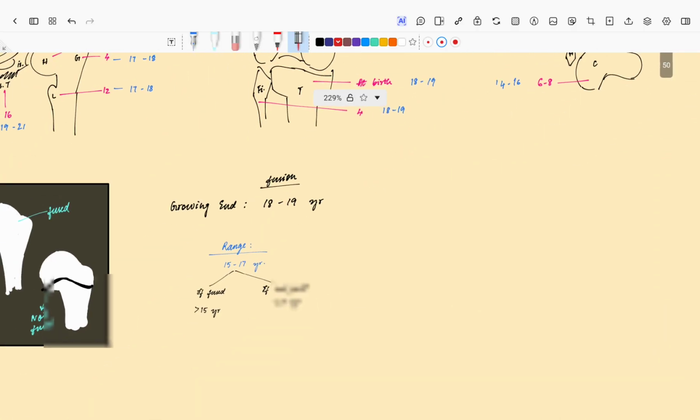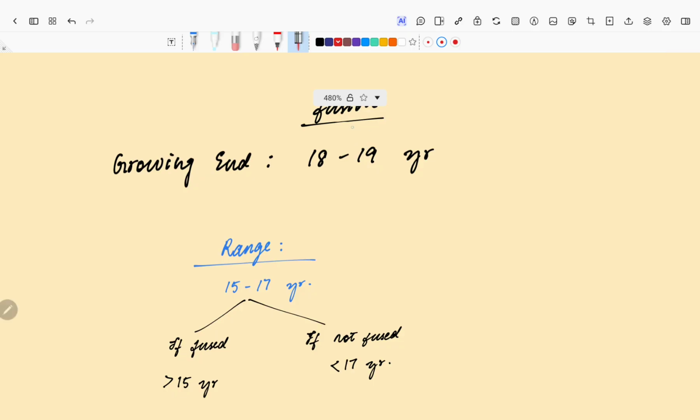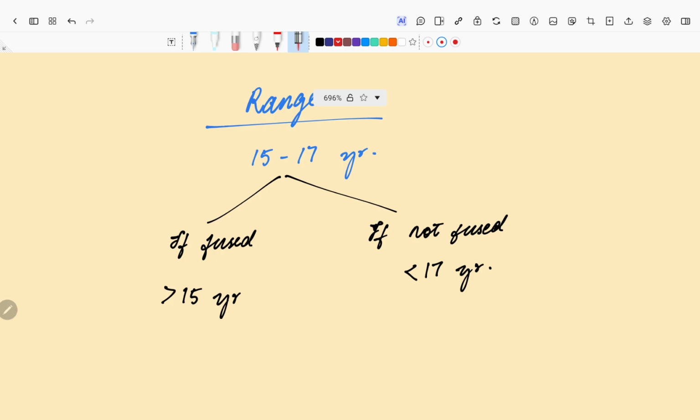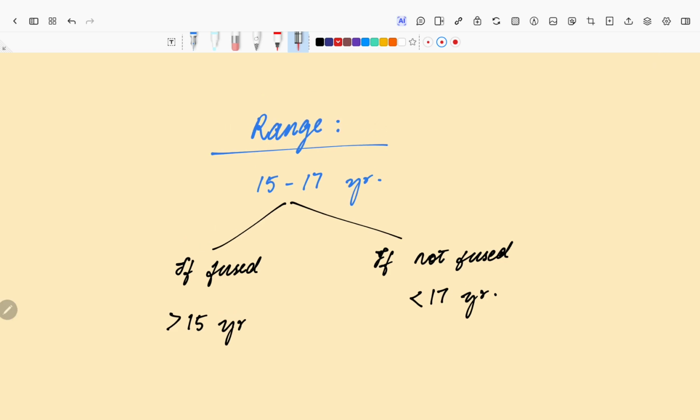Okay, and then a general rule to remember: for the growing end, the fusion appears at 18 to 19 years. You can apply it to all the growing ends of each joint. And when we talk about ranges, we need to identify all of these and give a range that this person is so and so years old. So this range is where it fuses, 15 to 17 years.